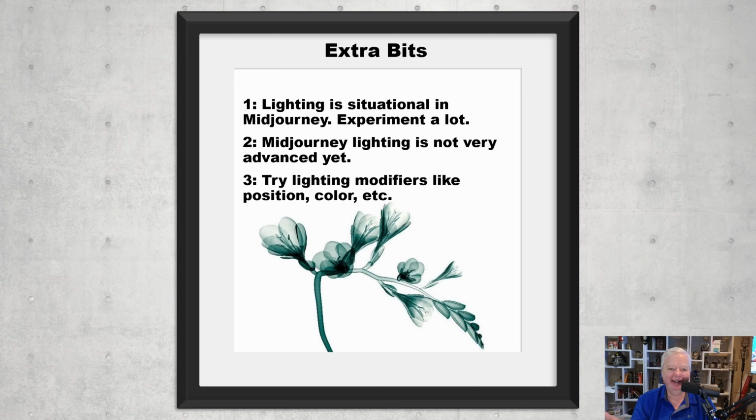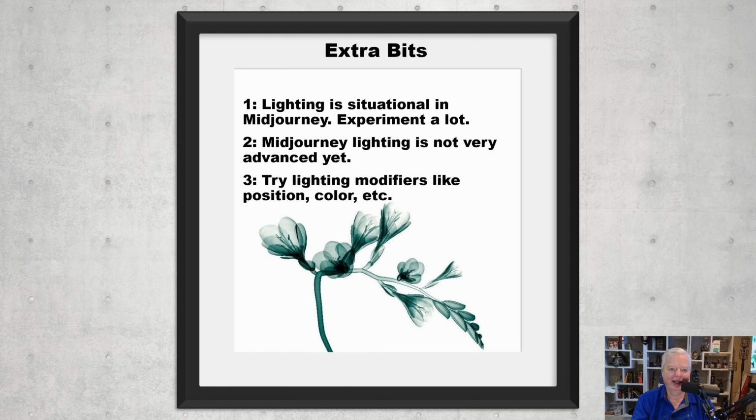Another thing here is just to go over a couple extra things with Midjourney and lighting. Lighting is situational in Midjourney, so experiment a lot. And what I mean by situational is if you have a portrait scene like we just did, the lighting is going to look one way. If you have a city scene, the lighting is going to look completely different. If you have your subject sitting within a car, the lighting is going to be very different yet again. So experiment with different lightings with different scenes.